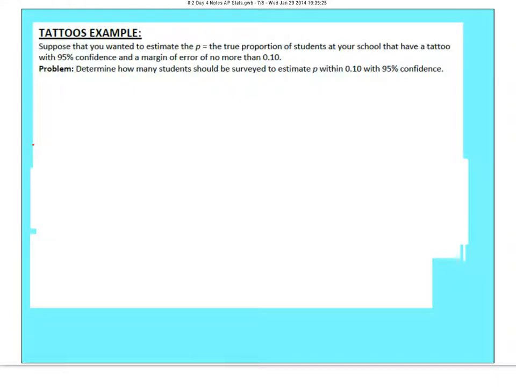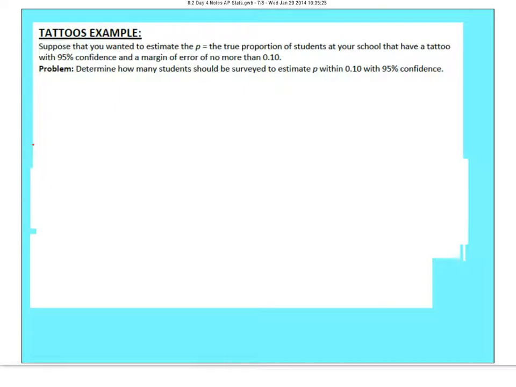So in this example, suppose you wanted to estimate p, which is the true proportion of students at your school that have a TA2. We want to be 95% confident. And I want my margin of error to be no more than 10%. So determine how many students should be surveyed for my estimate to have that confidence and that margin of error.